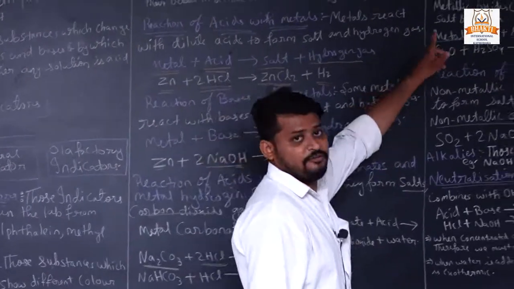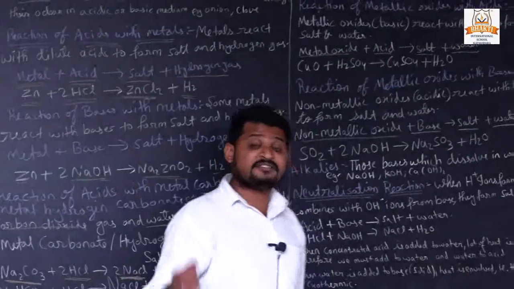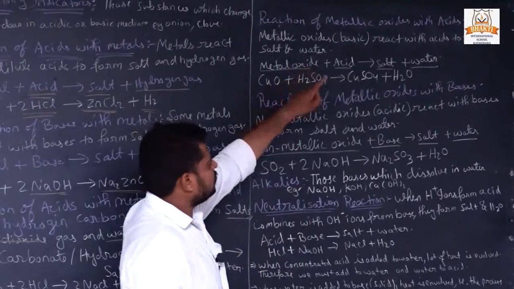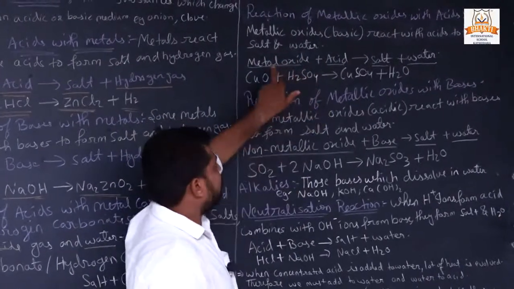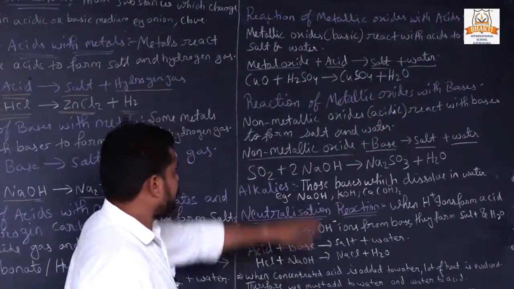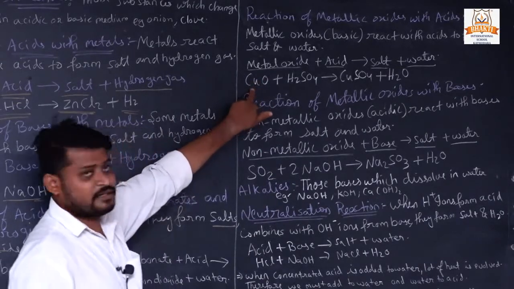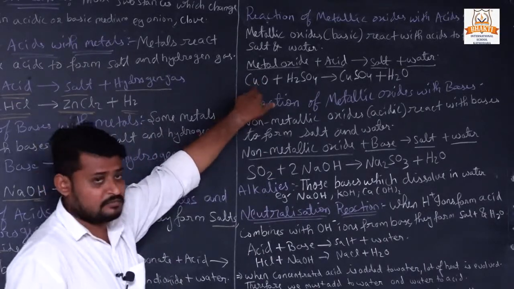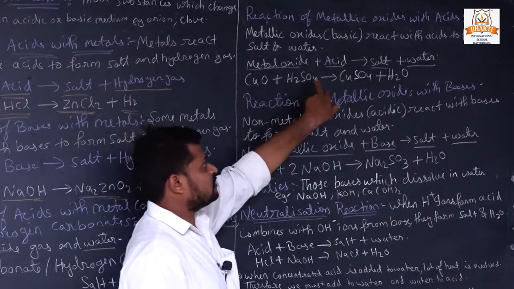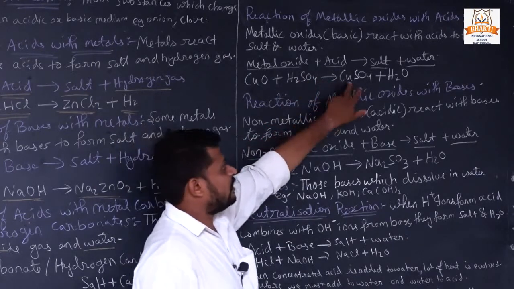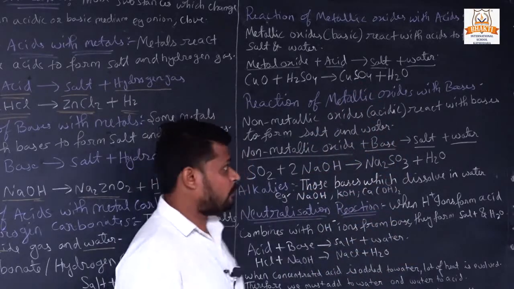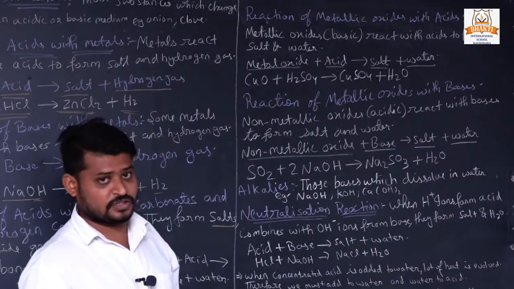Now, the reaction of metallic oxide with acid. When we react metallic oxide with acid, what product do we get? Salt and water. Here it was an example, copper oxide. Copper is a metal. When copper oxide reacts with H2SO4, which is an acid, the product we get is copper sulfate plus water. Copper sulfate is a salt.